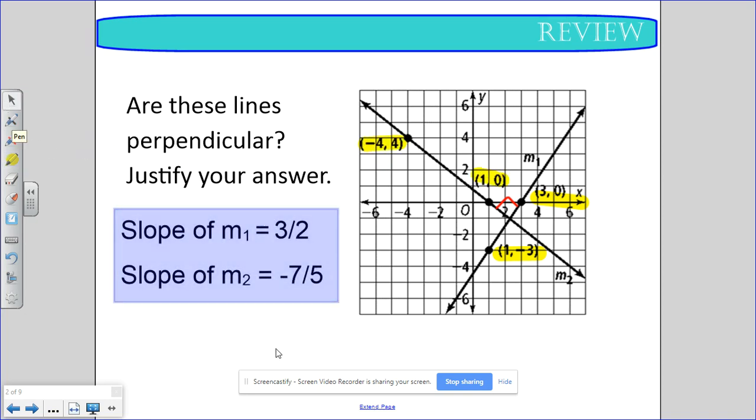And if we do that, we get 3/2 and negative 7 over 5. Remember, perpendicular slopes are negative reciprocals. These two are negative of each other because one is positive and one is negative, but they are not reciprocals. So make sure you're not just looking at the picture. Nothing in this class is drawn to scale. You have to justify your answer with math.